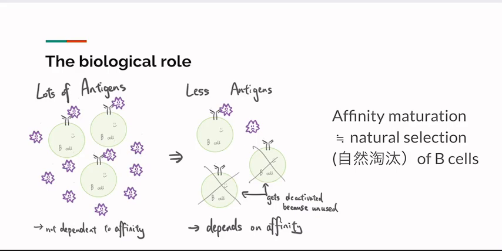By affinity maturation, the cells can recycle inefficient B cells while holding on to the B cells with the strongest affinity so that they can remove antigens more accurately and efficiently.